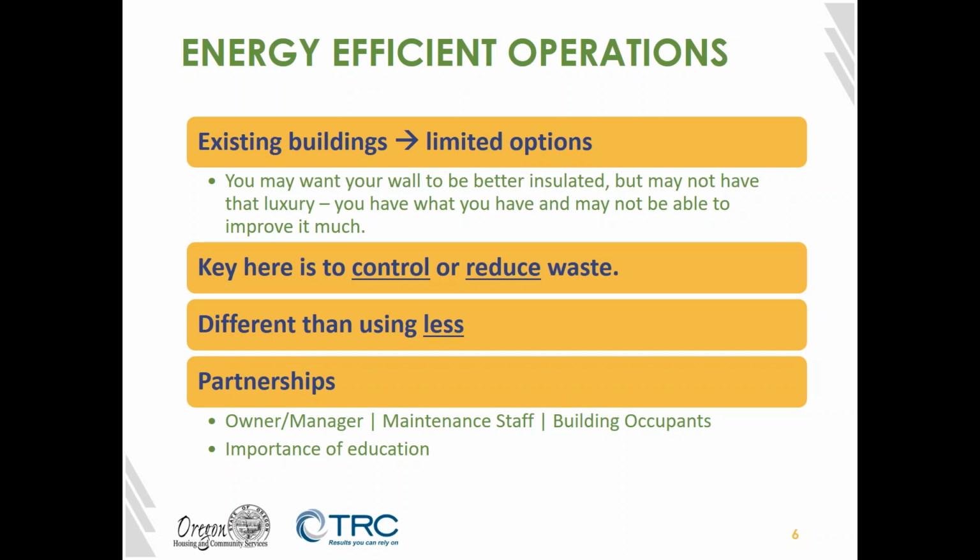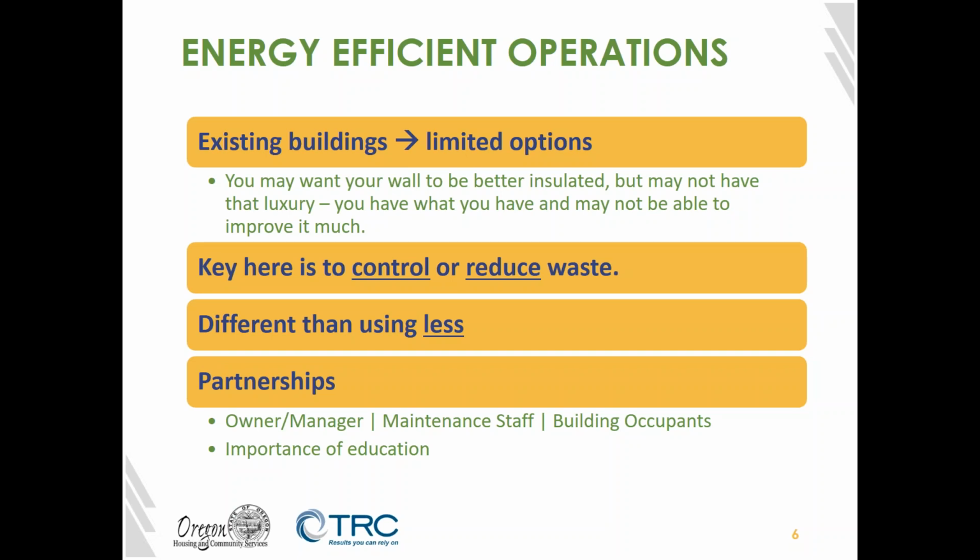So the key to energy efficient operations is to control or reduce waste. And it's important to understand that this is different than using less. If we want to use less energy for heating in the winter, we could just turn the thermostat down, right? That would be a way to use less. But what we want to do is reduce waste. We don't want to ask people to be less comfortable in a building, but we want to find ways that we can reduce energy that is being wasted and isn't being put to good use.